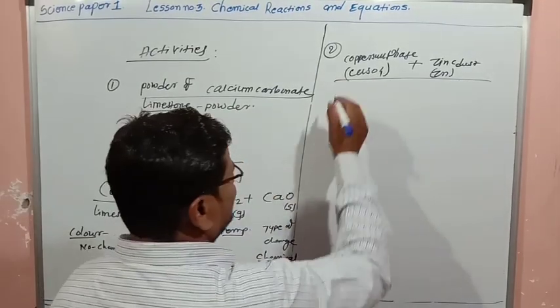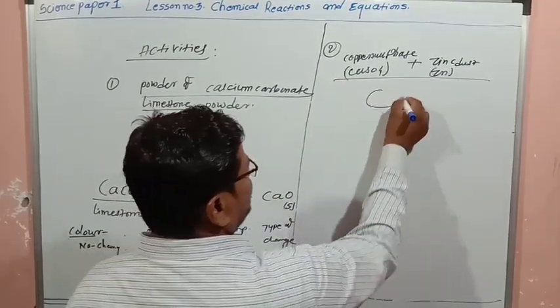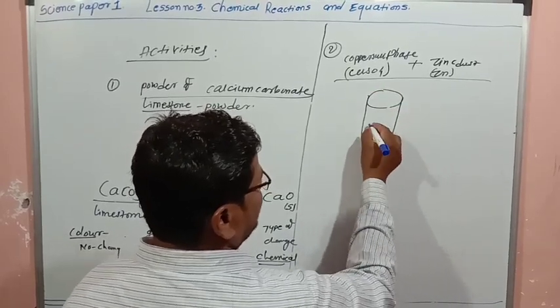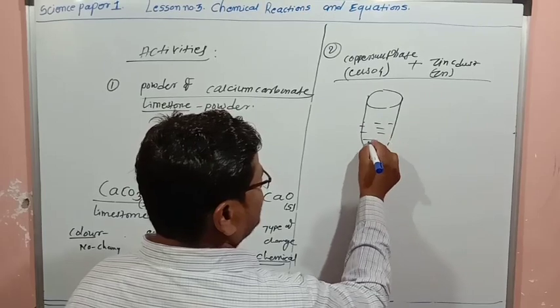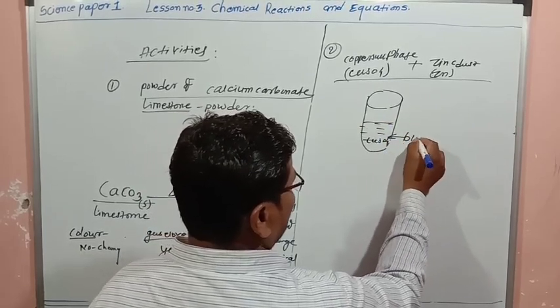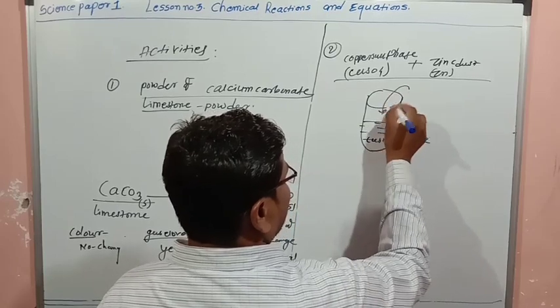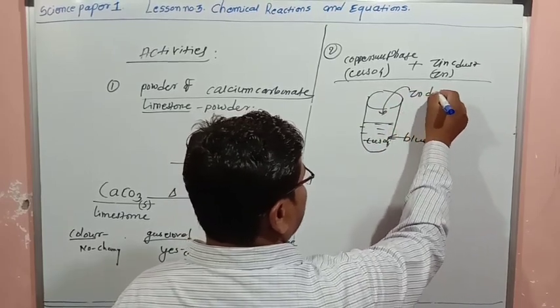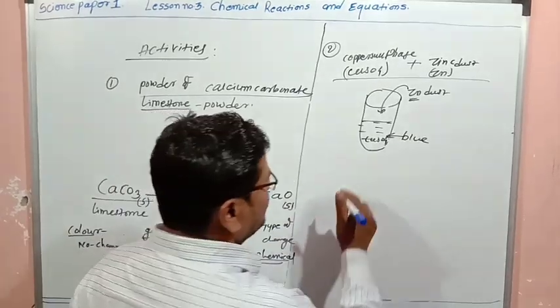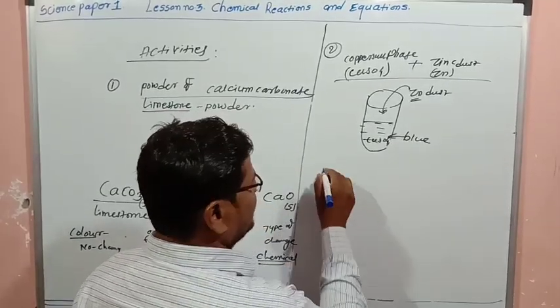So in this we'll write a chemical reaction. Suppose in one beaker, in one glassware, you take CuSO4 solution, and its color is blue, and you add Zn dust to it. Then which reaction will take place? So the reaction will be written first.